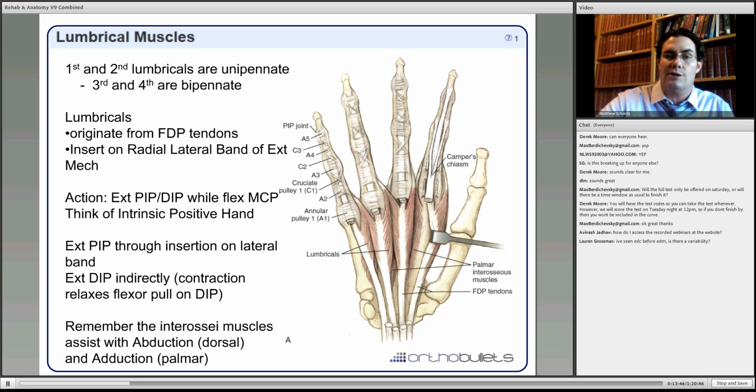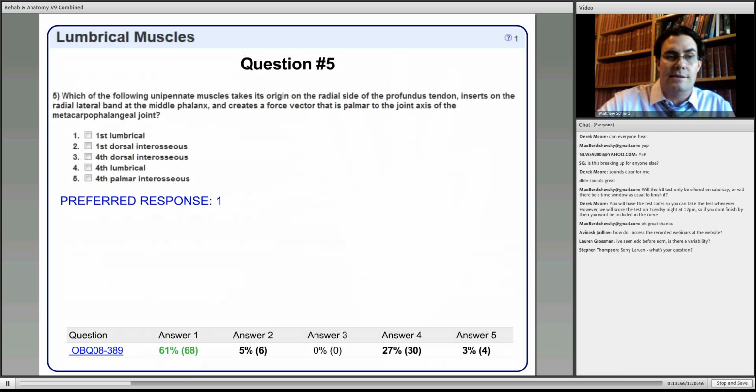So in this question, they're talking about one of the intrinsics of the hand, based on the fact that it came from the FDP and inserted on the lateral band. Then they said that the force vector passes volar to the palmar joint axis of the metacarpophalangeal joint. Well, that's another way of saying that your force vector is going to help flex that metacarpophalangeal joint. So which of the intrinsics helps flex? We know that's going to be a lumbrical.